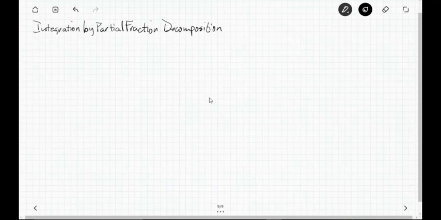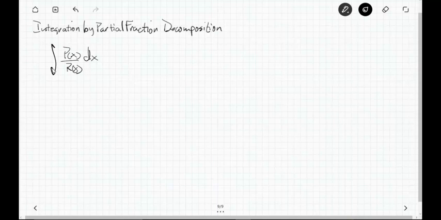We're going to talk about integration using partial fraction decomposition. If you recall, partial fraction decomposition came from your pre-calculus experience. The reason we're going to use it in integration is when we go to integrate what are called rational functions. Rational functions are functions of the form p of x over q of x, where p and q are polynomials.